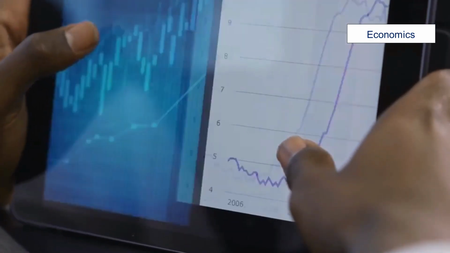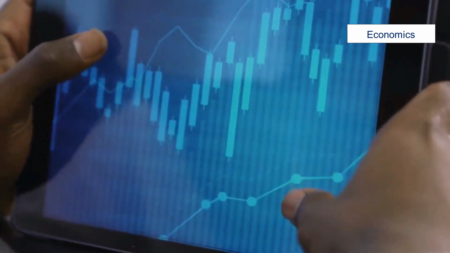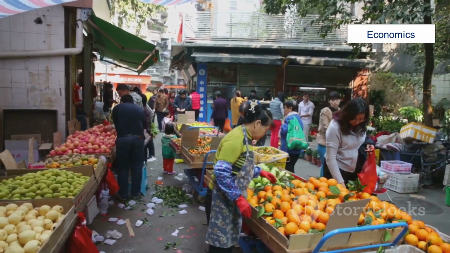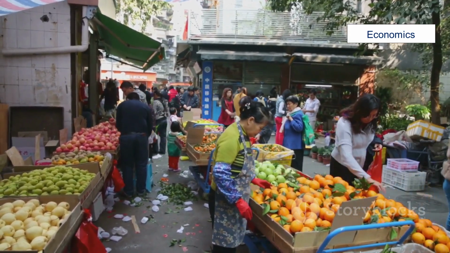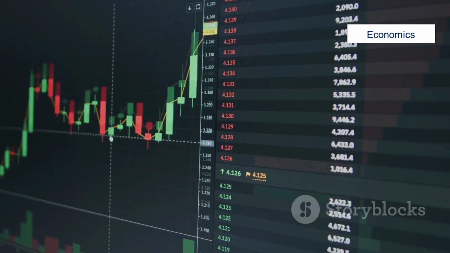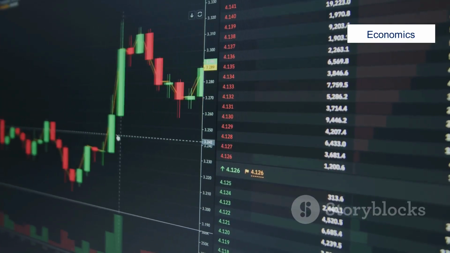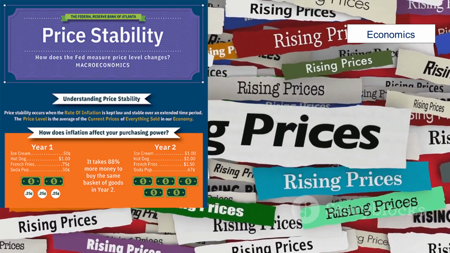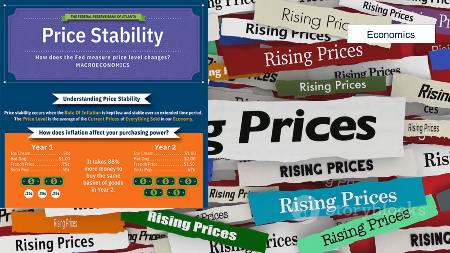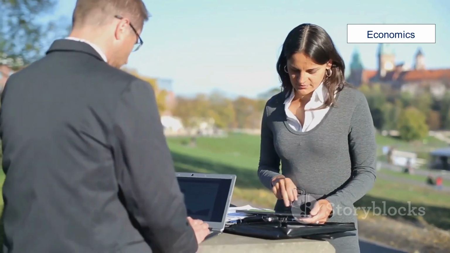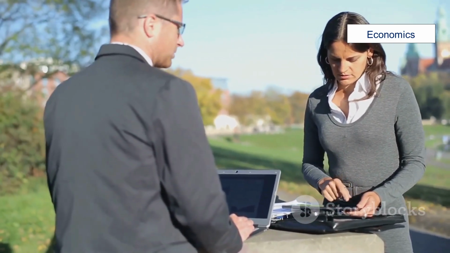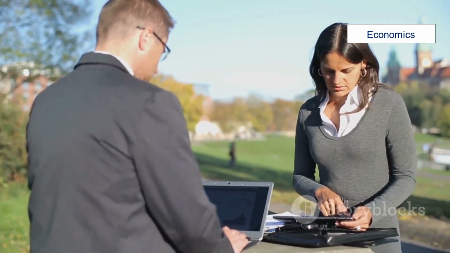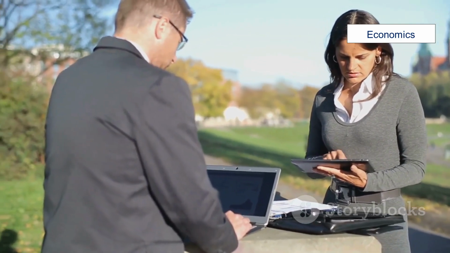Inflation is typically measured as a percentage change in a price index, such as the Consumer Price Index, CPI. The CPI tracks the average change in prices paid by urban consumers for a basket of consumer goods and services. A rise in the CPI indicates inflation, while a fall indicates deflation. Inflation can be caused by various factors such as an increase in the money supply, rising production costs, or excessive demand. Understanding inflation is crucial for individuals, businesses, and policymakers alike, as it affects economic decisions and can have significant consequences for an economy's health and stability.